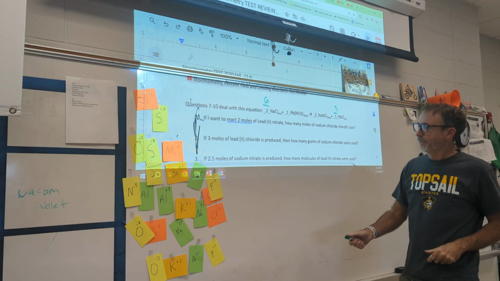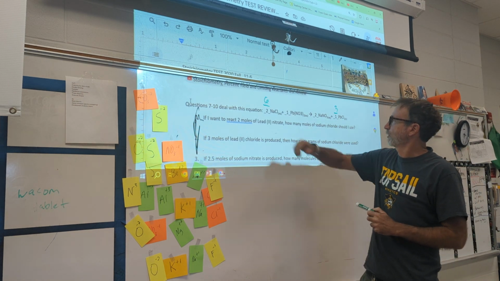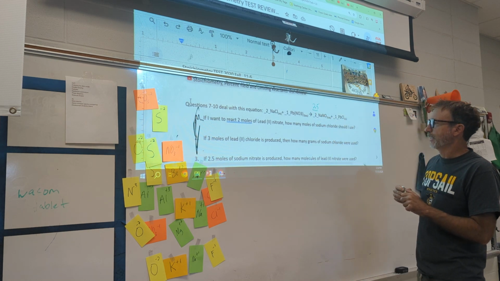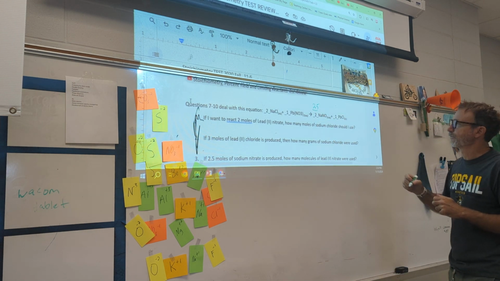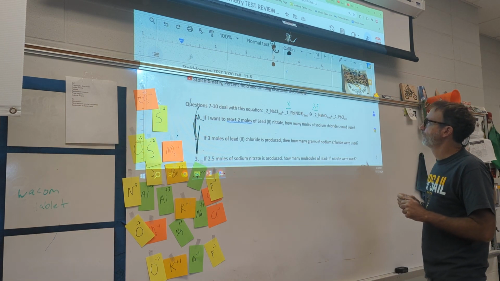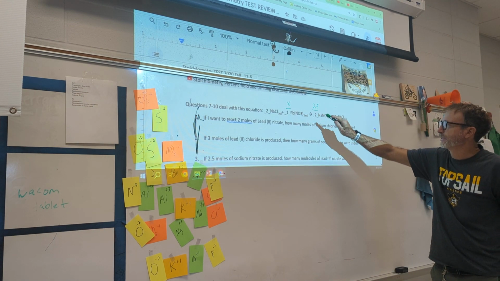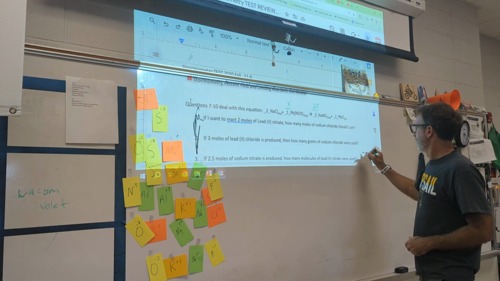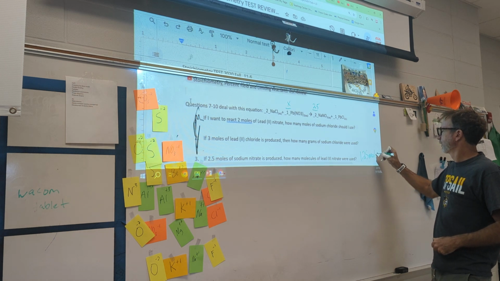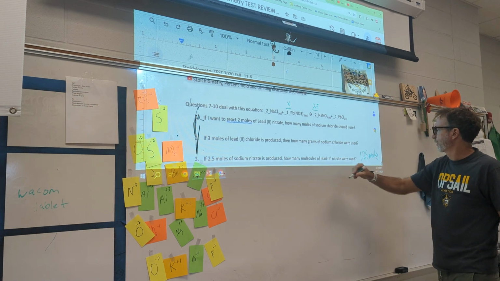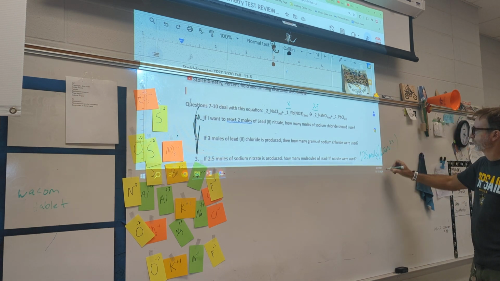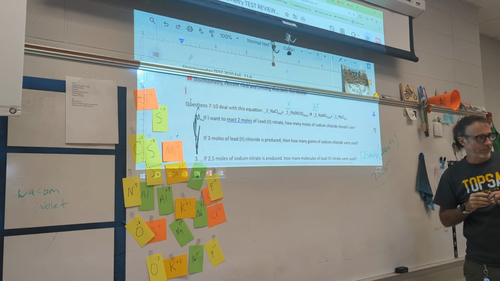If 2.5 moles of sodium nitrate is produced, how many molecules of lead-2 nitrate were used? We have to solve for moles first. 2.5 is to 2 as 1.25 is to 1. So 1.25 moles, but it says how many molecules were used. So 1.25 times 6.02 times 10 to the 23rd is going to be basically 7.5 times 10 to the 23rd, something right around there. Everybody feeling that?